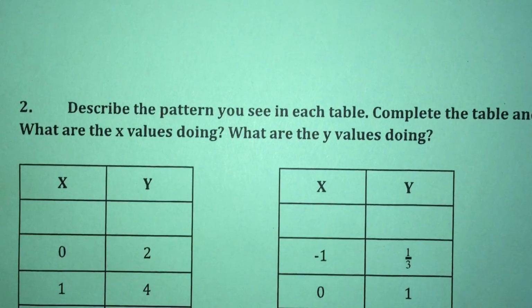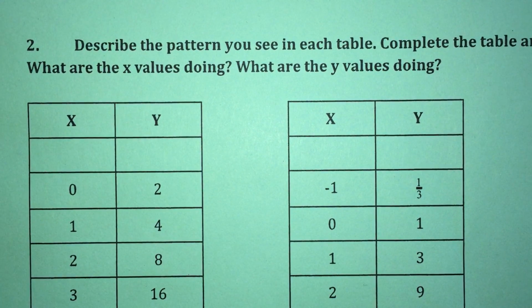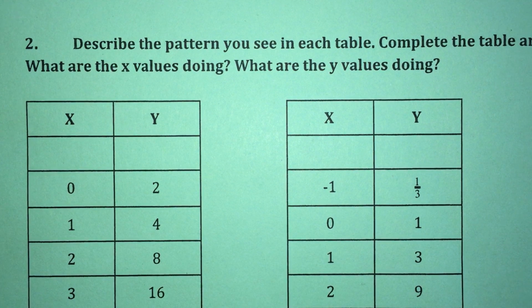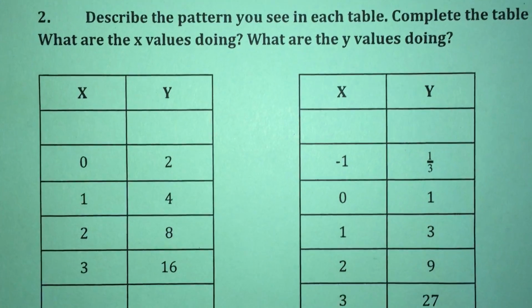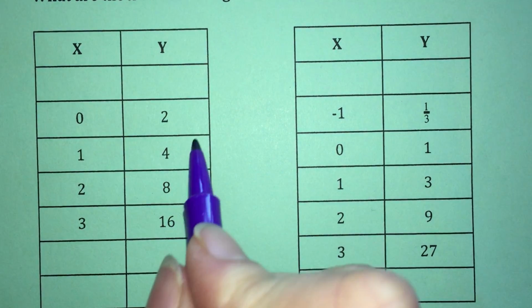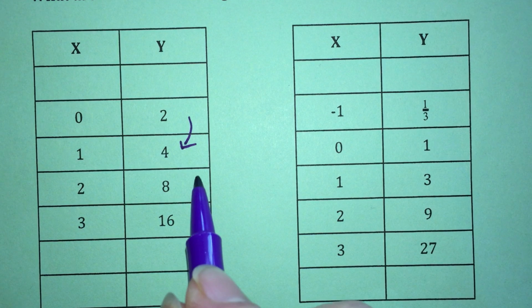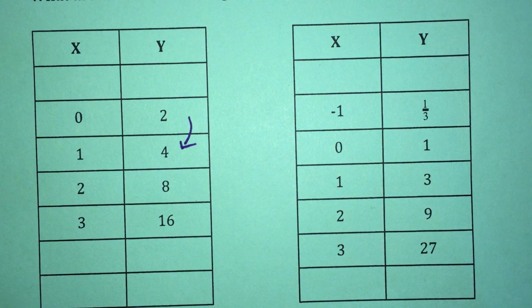Let's move on to number 2. Describe the pattern you see, complete the table, and then fill in the sentence. As the x values increase by blank, the y value does what? And so in the first one, you're going to notice, I hope, that we're going 2, 4, 8, 16. So instead of adding anything, we're actually multiplying by 2, and this is exponential.